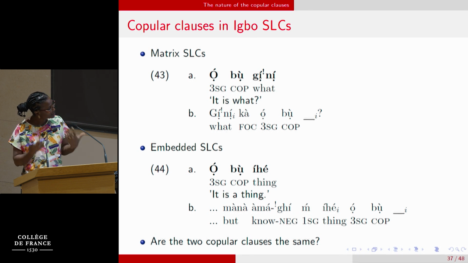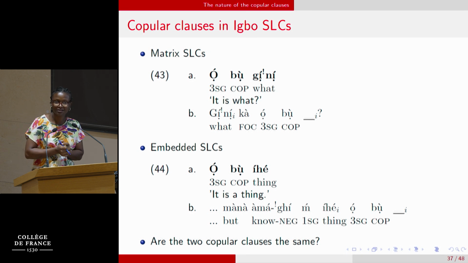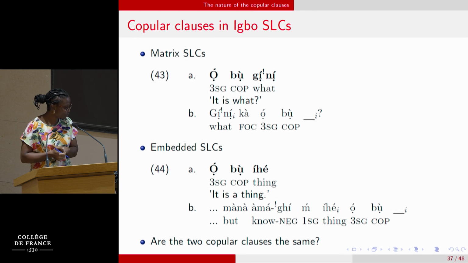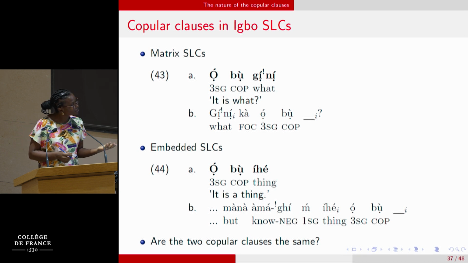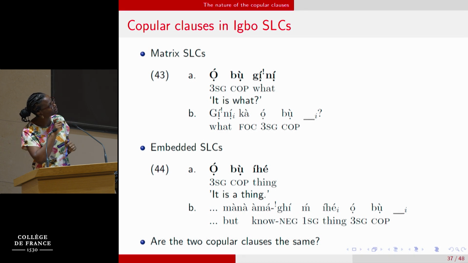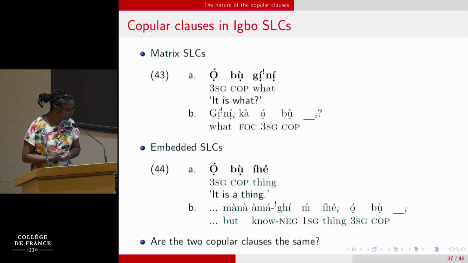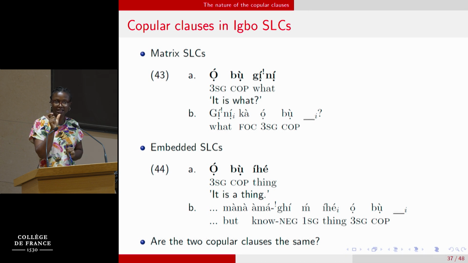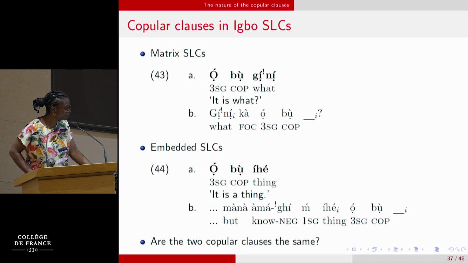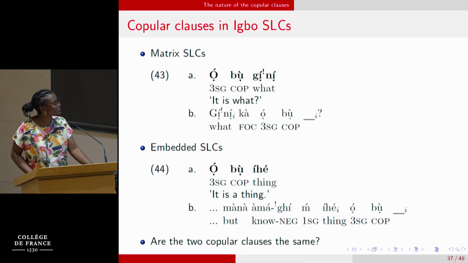Now, let's look at the copular clauses. I told you that I'm suggesting that in both cases, they originate from copular clauses. So for the matrix case, we have a WH element in the post-copular position, which I assume is focus moved in the sluice. And in the case of the embedded sluicing-like construction, we simply have an indefinite, which I assume is moved, and then we have the rest of the clause. So the question at this point is, are these two copular clauses the same? I'll be arguing that they are not the same.